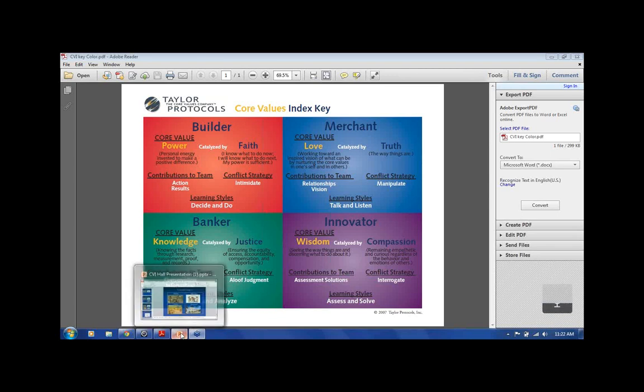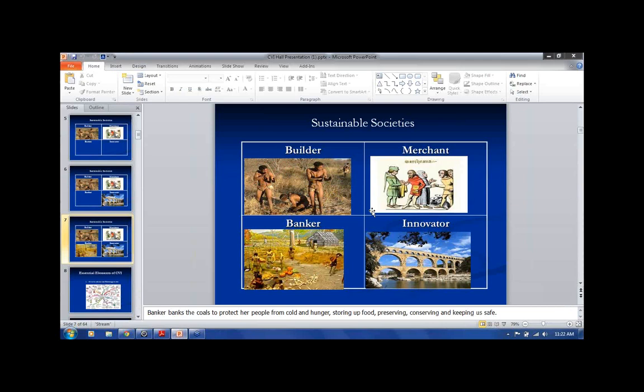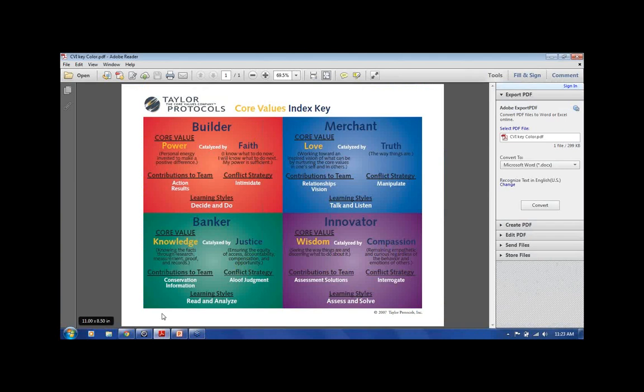So when we look at where the builder comes from, if you think about, you can see the picture there under builder, it's the hunter-gatherers. So these are the people who go out and make things happen. The community needs food. The community needs to have somebody go out and get the food and bring it back, and therefore the builder will do it. That's their job. That's who they are. They just go and do it. They store up. They preserve. They're the ones who go out, get it, bring it back so everybody else has it. So with the builder, it's about taking personal energy and making things happen.